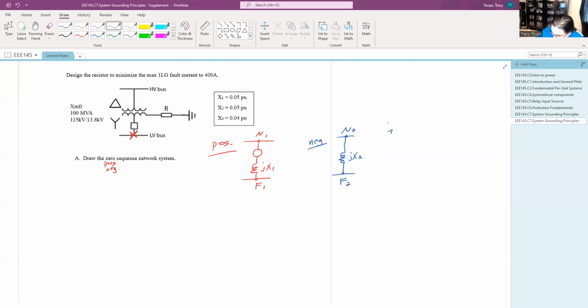The zero sequence system is going to be N0, and we're going to have a zero sequence network.